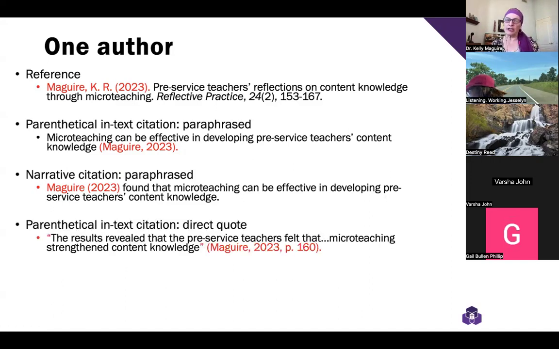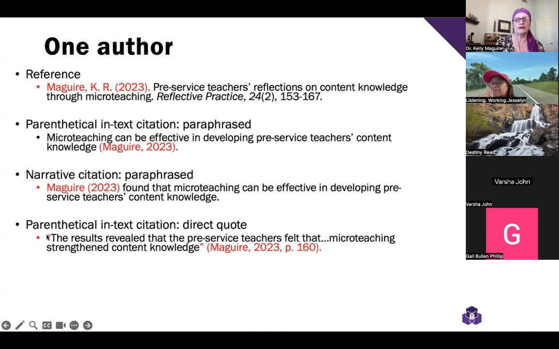Now here is a direct quote. So in that article that I wrote, this was a quote that I pulled straight out of the results section. And what I had written in there, and now I want to write it in my paper, would be the results revealed that the pre-service teachers felt that micro-teaching strengthened their content knowledge. So since I pulled that out, I copied that exactly. That's where you have to put in your quotation marks.